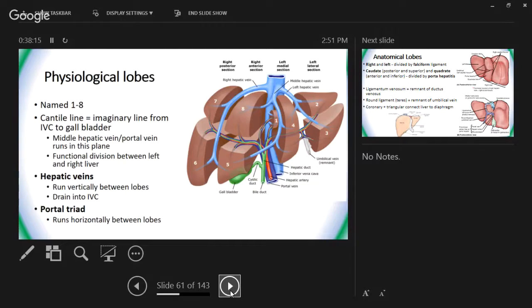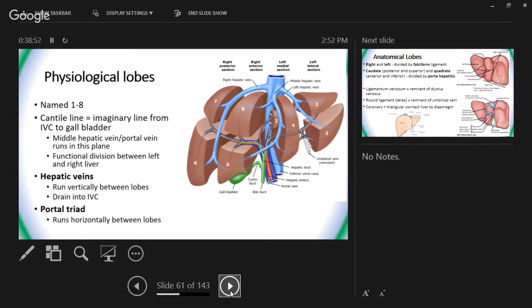The way you know it, you just go clockwise. So starting at 2, 3, 4, 5, 6, 7, 8. And then 1's just like a little tiny lobe, so just don't worry about that. There's a line between IVC and gallbladder that's just kind of like cutting the liver in half. I don't think it's overly important, but it's just saying there's 4 lobes on one side and 4 lobes on the other side. So that's good enough.